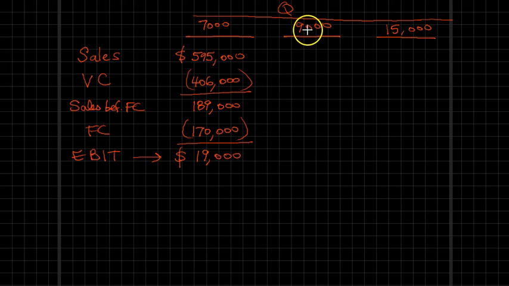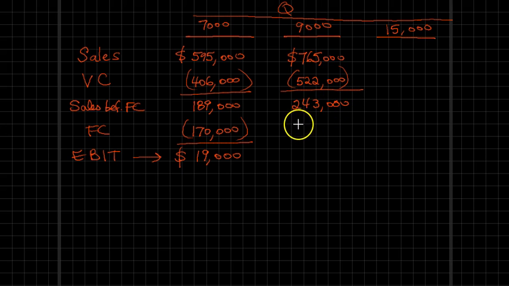Now let's repeat this calculation for 9,000 and 15,000 units of sale. When we sell 9,000 units, each at $85, our total sales figure rises to $765,000. Our variable cost again is $58 per unit times 9,000 units. It's equal to $522,000. The difference would be basically $243,000. This is sales before fixed cost. Fixed cost is $170,000. It did not change, and overall profits as a result will be $73,000.